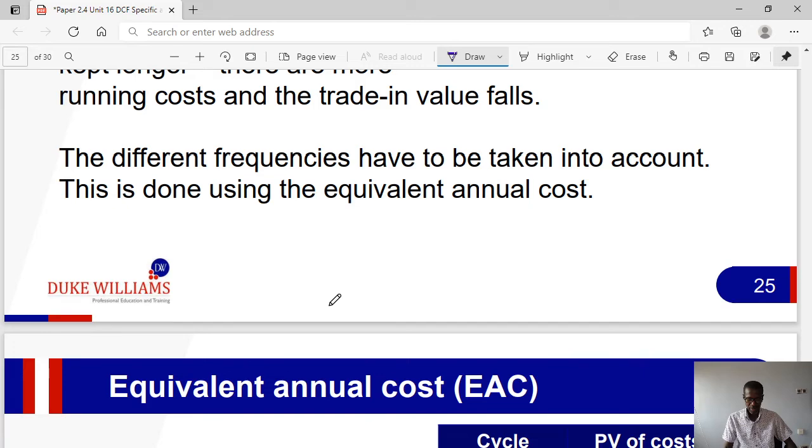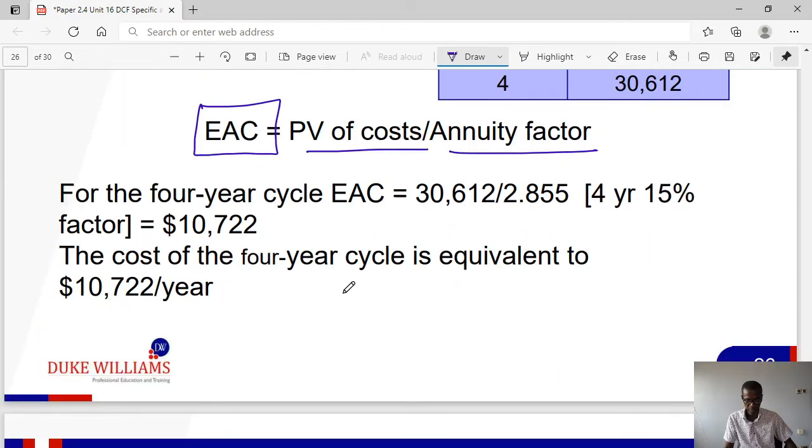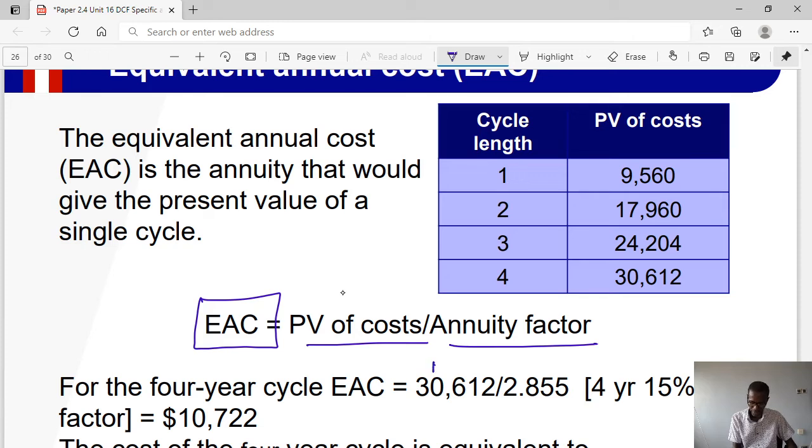Now, if that is the case, I mentioned earlier that to do this, you use equivalent annual cost, and it's the net present value cost divided by annuity factor. So let's do it for each of the years. Look at the annuity factor for 4 years. And then you see that the equivalent annual cost for year 4 is going to be the net present value that we did, divided by the annuity factor at 15% for year 1 to year 4.